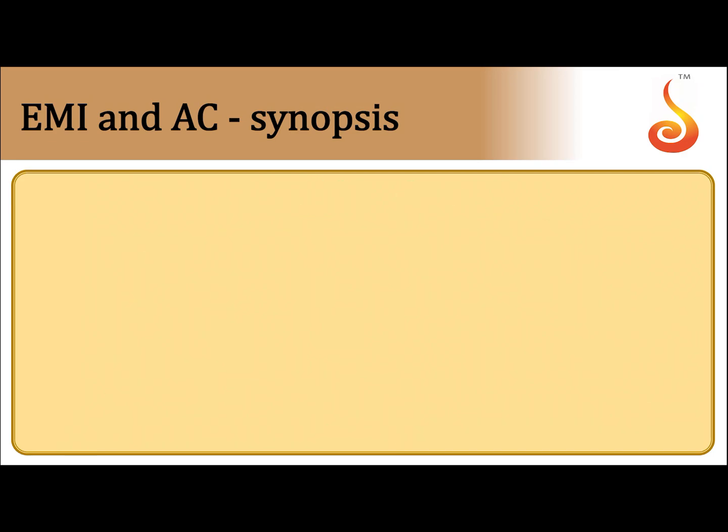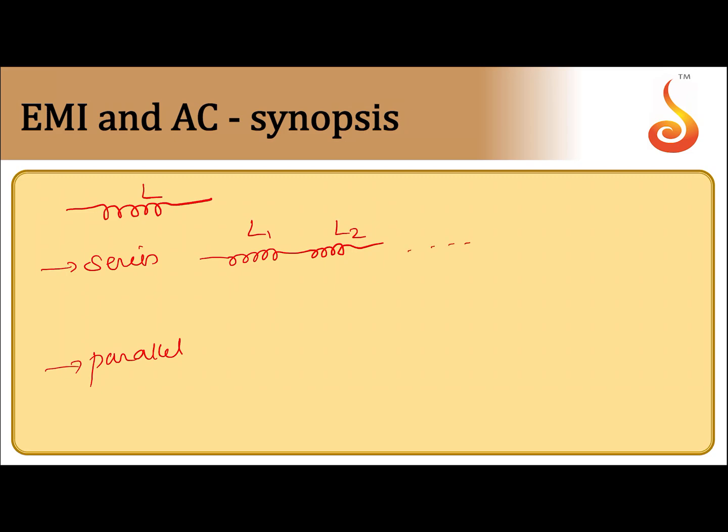The inductor or inductance is typically represented by this symbol. And these inductors can be connected in series or they can be connected in parallel. If we consider a combination of inductors in series, for example L1, L2, etc., then this is equivalent to a single inductor whose inductance is given by L is equal to L1 plus L2 plus L3 and so on.